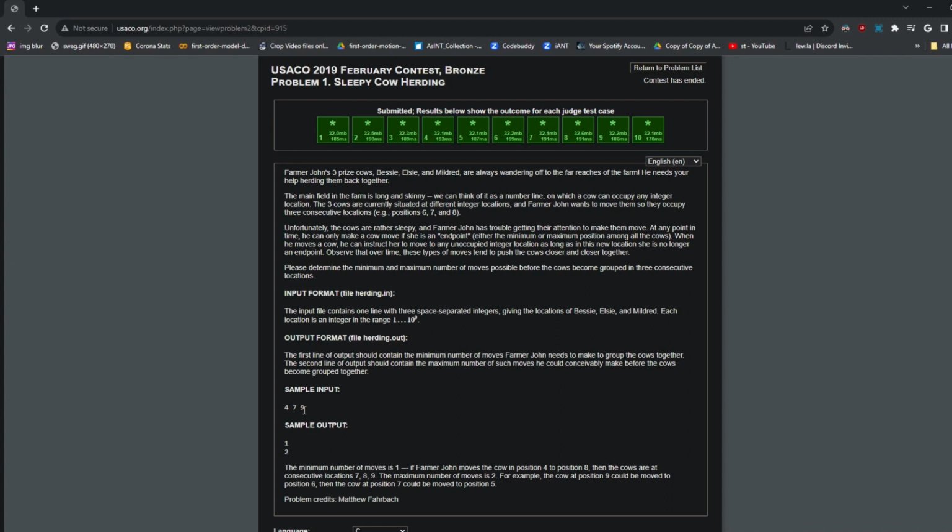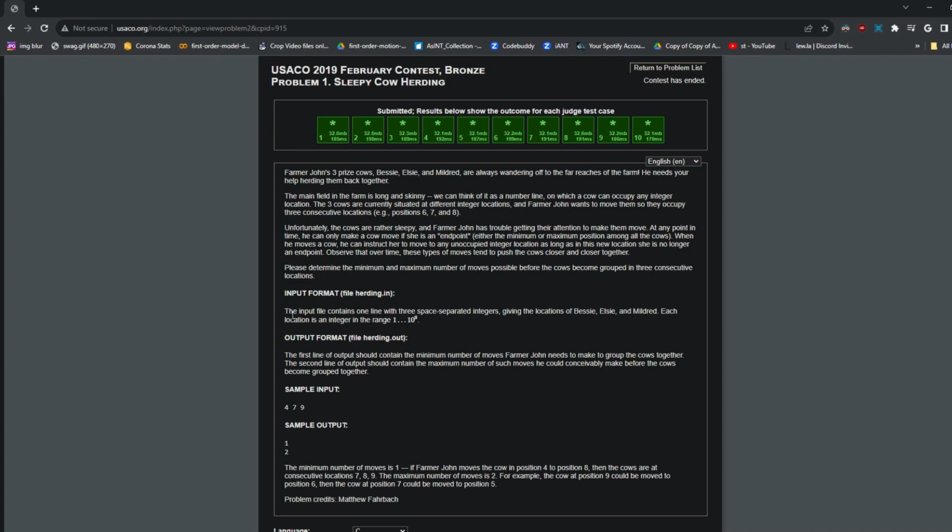So pretty much all this is saying is if we're moving the last integer, it has to be somewhere in between these two. If we're moving the first one, it has to be somewhere in between these two, right? So it cannot be an endpoint once we move it. So basically, observe that every time we move, the cows are forced to become closer to each other, right? So we need to determine the minimum and maximum number of moves possible before the cows become grouped in three consecutive locations.